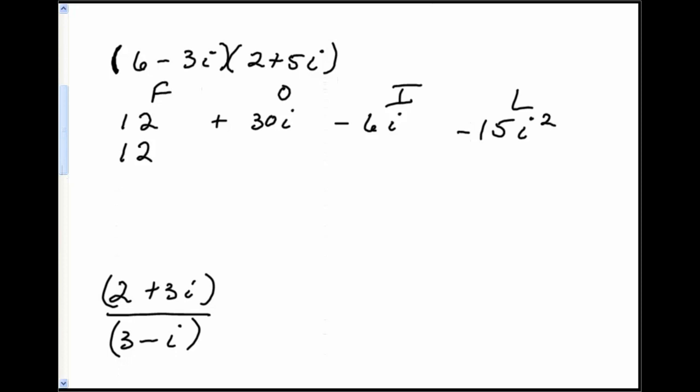Simplifying 12, now 30i minus 6i, those are considered like terms. That'll be plus 24i. And now our i squared here is -1, so you're going to have -15 times -1 for positive 15. Finally, combining the 12 and the 15, you'll have 27 plus 24i.